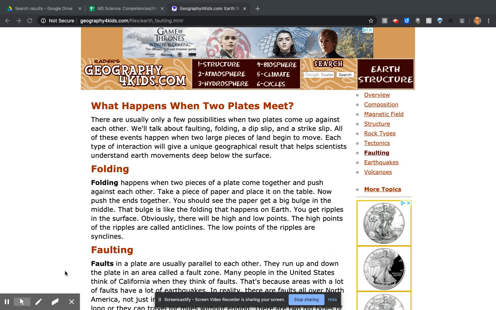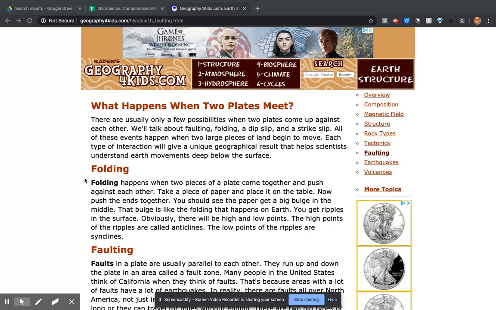What happens when two plates meet? There are usually only a few possibilities when two plates come up against each other. We'll talk about faulting, folding, a dip slip, and a strike slip. All of these events happen when two large pieces of land begin to move. Each type of interaction will give a unique geographical result that helps scientists understand Earth's movements deep below the surface.